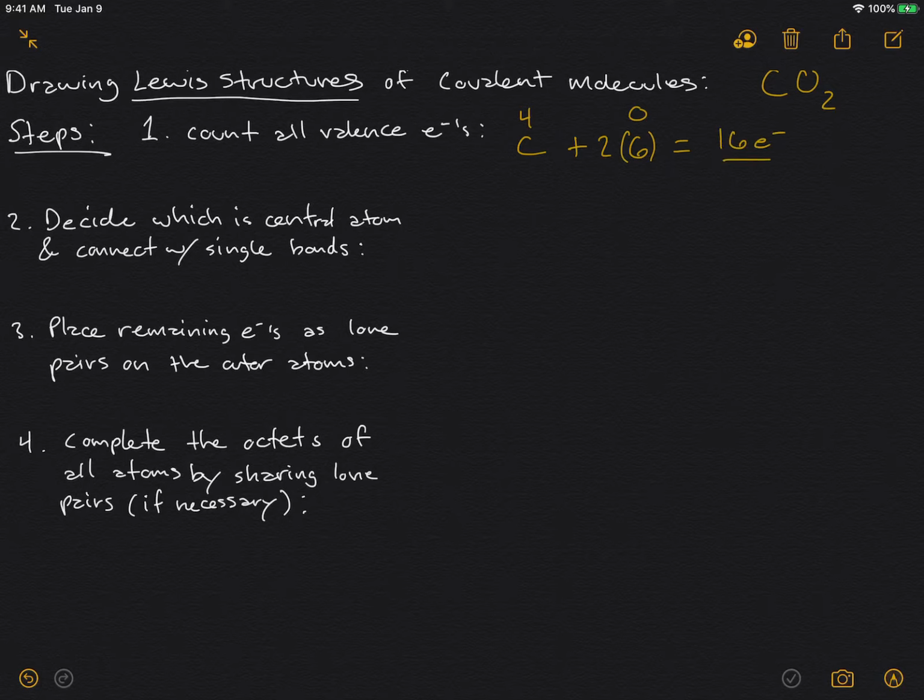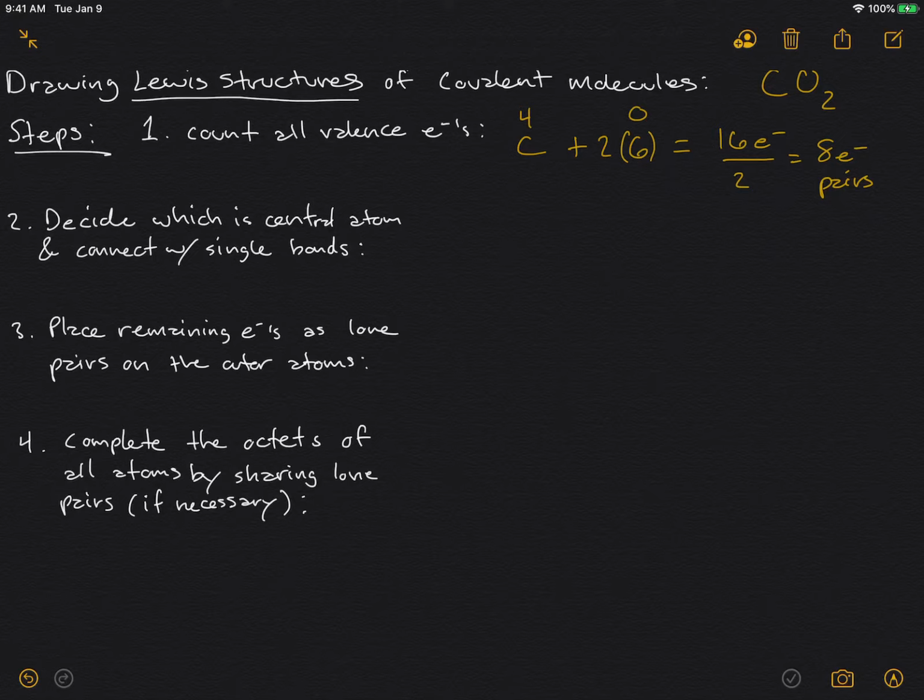One thing that I like to do is divide that by 2, and that will tell you you have 8 electron pairs in that molecule. And when all goes well in these structures, you should have all of your electrons paired and no single electrons by themselves. The next step is to decide which atom is the central atom.